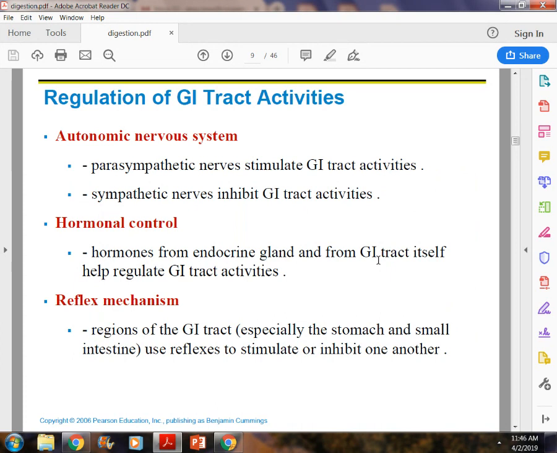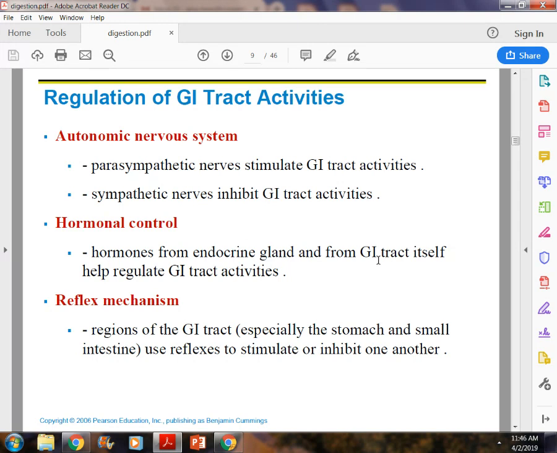Regulation of the GI tract happens mostly initially in the autonomic nervous system. So you have the nervous system that controls it, hormones that control it, and then reflex reactions that control the GI system. The parasympathetic nervous system stimulates the GI tract, and the sympathetic nervous system stops it. So know that the autonomic nervous system, parasympathetic nerves initiate GI activity, and sympathetic nerves inhibit. They stop it. They stop gastrin from being produced.